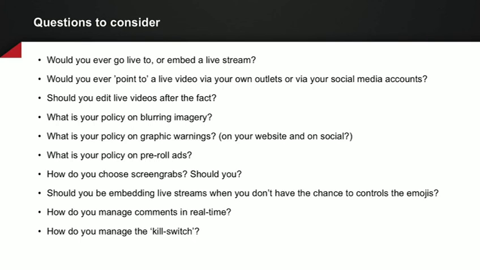You can't get access yourself. It's a terrorist incident, but then 15 minutes in, the camera turns around and the guy says, I'm the person who committed this crime. Like in France, the terrorist who basically shot the French police officer and then his partner and the 3-year-old. I mean, we already have some horrific examples. So what's your policy on blurring imagery? What's your policy on graphic warnings? What's your policy on pre-roll ads? How would you choose screen grabs? How do you manage comments in real time?